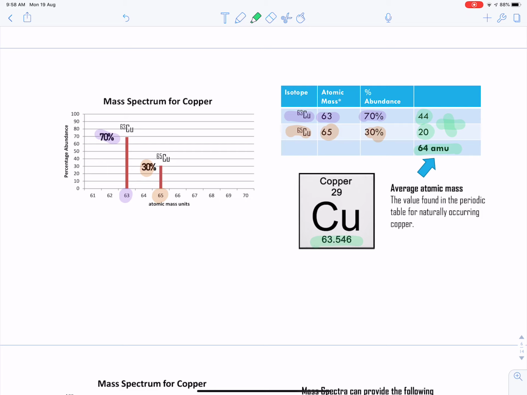So the periodic table, in essence, gives you the average atomic mass. It does not give you the mass numbers, but you will be able to know which one is the more abundant. In this case, copper-63 is the more abundant, and that's why the average, which is 63.546, is closer to copper-63 than 65.